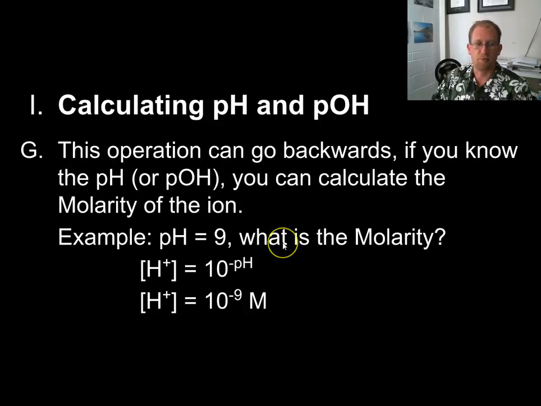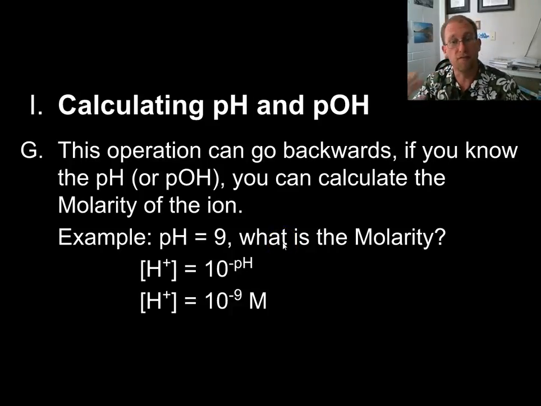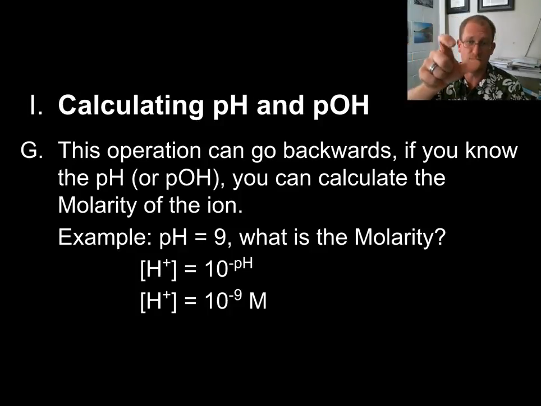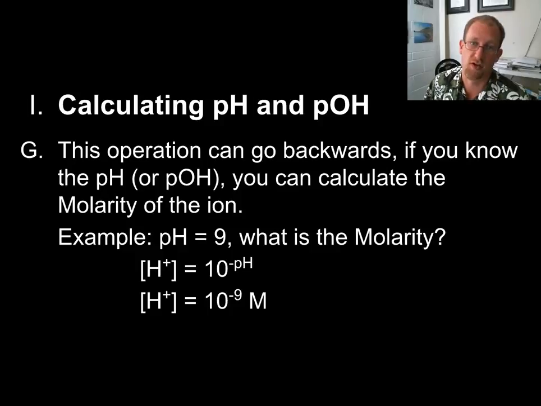Okay, pretty simple. Here's the operation could go backwards as well. If you're given a pH, just make that the exponent of 1 times 10 to the something, add a negative sign, and you've got the concentration, the molarity. So pH of 9, what's the molarity? It's 1 times 10 to the negative 9.